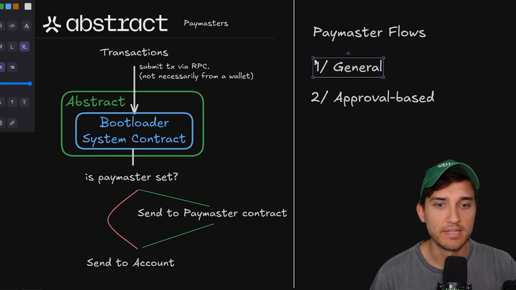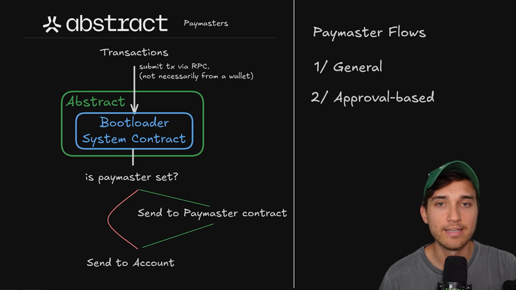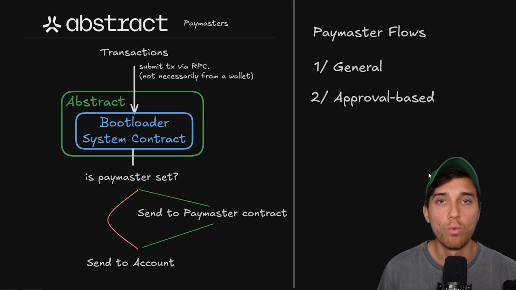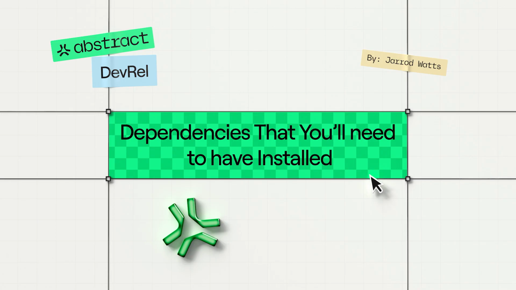So what we're going to build in this video is just the general flow. We'll keep it super simple so you get the bare bones implementation, and you can take the smart contract that we build throughout this video and then go and create whatever you want in your own custom Paymaster.